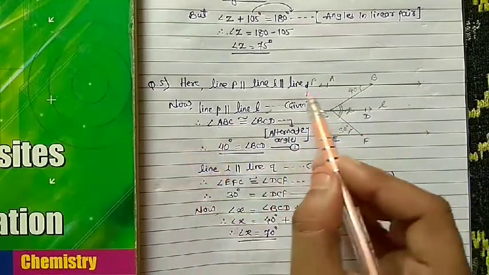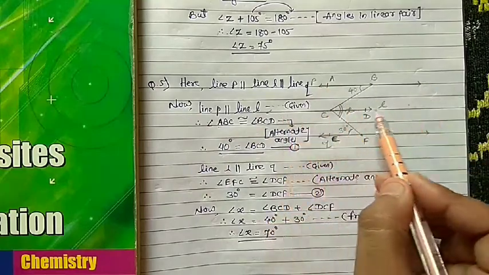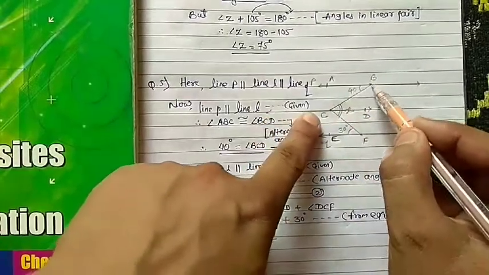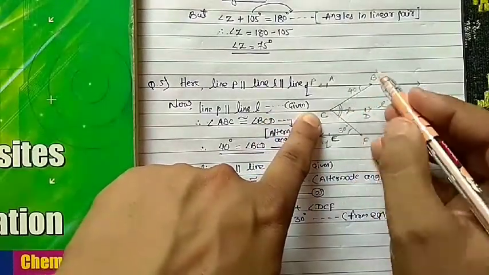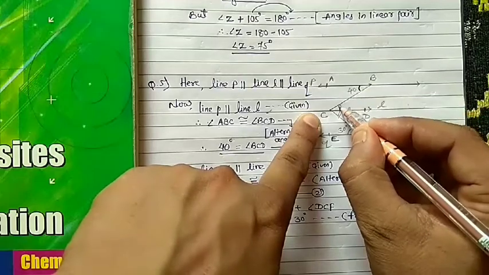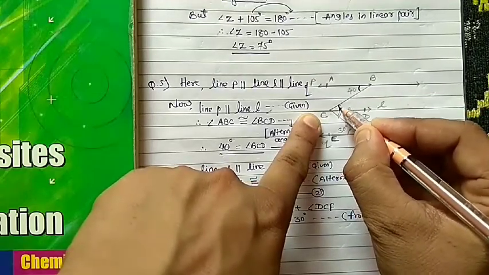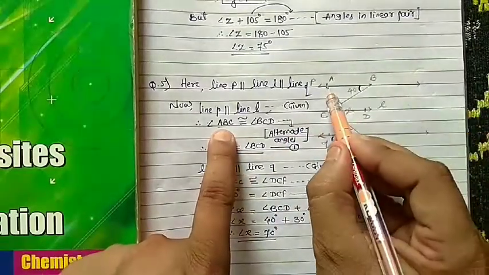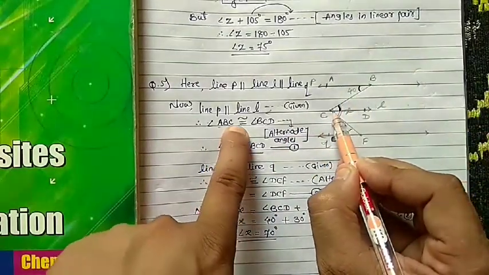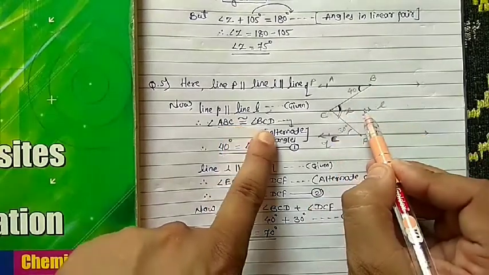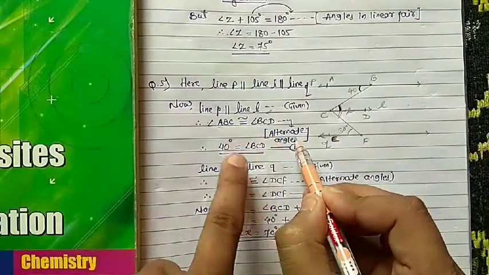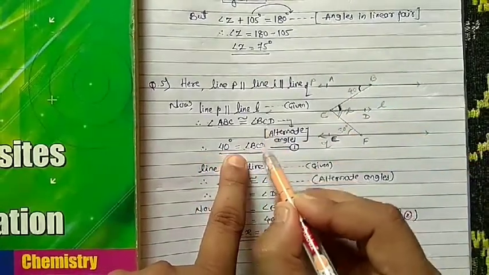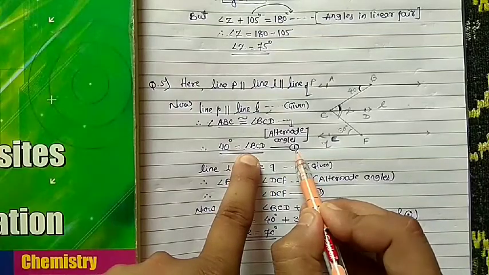First consider line p is parallel to line l. So these two lines are parallel, and BC is the transversal. It means these two angles are congruent, and these two angles are alternate angles. So we can write angle ABC is congruent to angle BCD. The reason is alternate angles. But what is the value of angle ABC? 40 degrees equals angle BCD. This is our equation number 1.